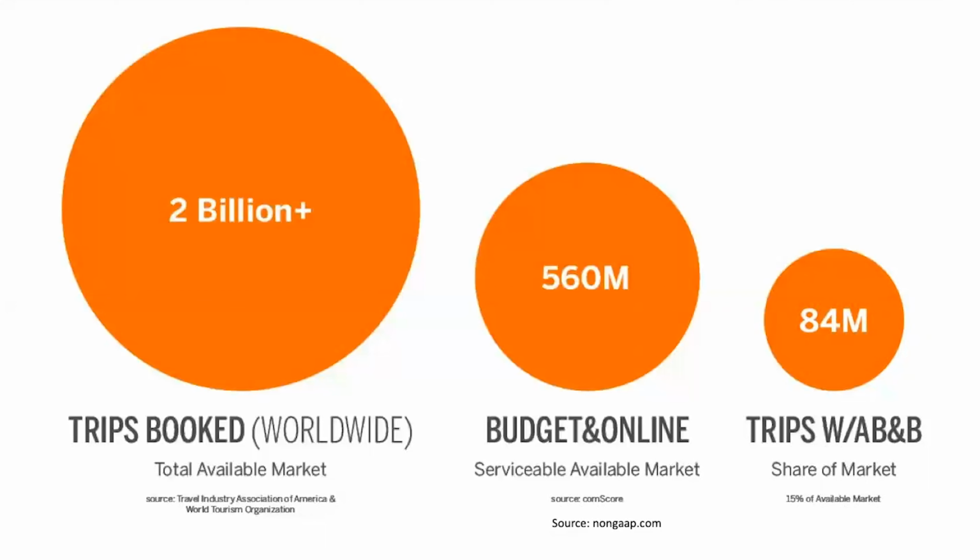That's the SAM, the serviceable available market, or the serviceable addressable market. And they found that that was 560 million people. Those were the folks that were looking for places to stay that were cheaper, and they were booking online. Airbnb then said, well, can we capture 15% of that market? If we get 15% of that market, that seems reasonable to us as an online platform with low cost, low overhead, who's going to aggressively go global. And 15% of 560 million is 84 million.